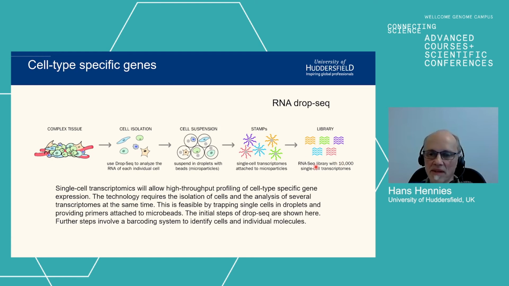And this would give us an RNA-seq library with 10,000 single cell transcriptomes. So we would be able to specifically analyze all different cells which are contained in this complex tissue. Of course, this involves further steps, in particular a suitable barcoding system to identify these individual cells that are being analyzed in the analysis. But this is promising. This is still difficult, but it's promising to really analyze single cells for the transcriptome.